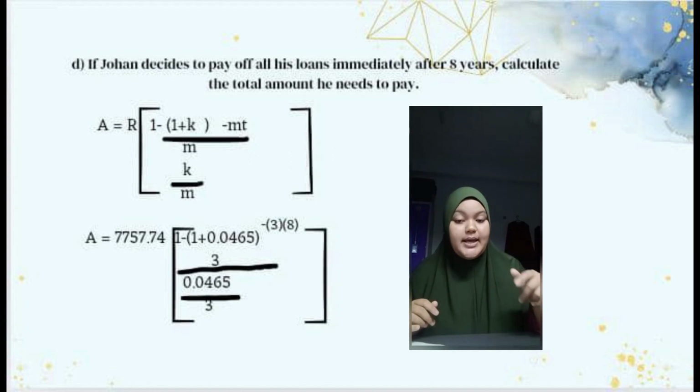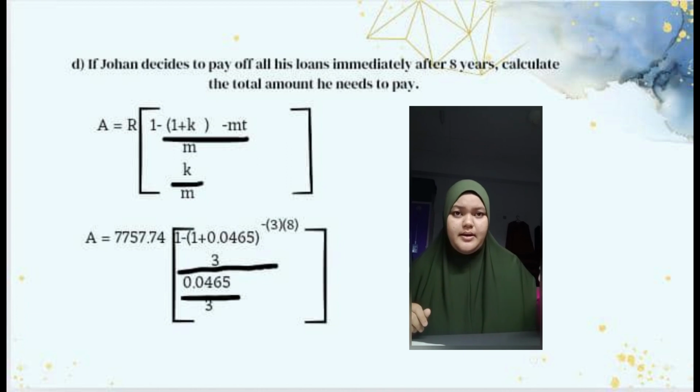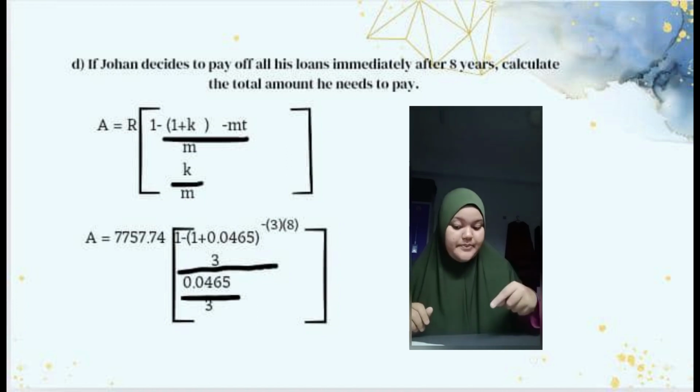To use formula A equals R, open the big bracket, 1 minus, open the bracket, 1 plus K over M, close bracket, minus MT over K over M. Okay, let's do this. A equals 7757.74, open the bracket, 1 minus, open the big bracket, 1 plus 0.0465, close the bracket, minus 3 multiplied by 8 over 0.0465 over 3.